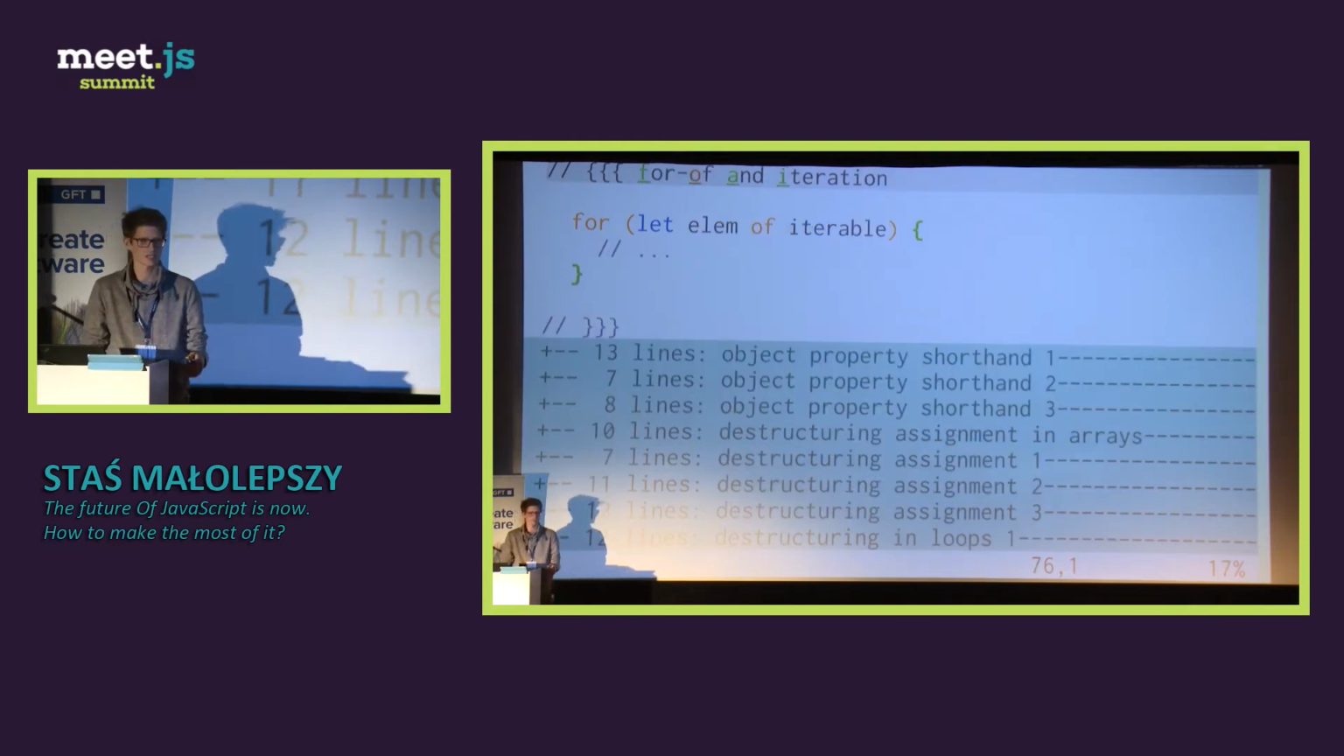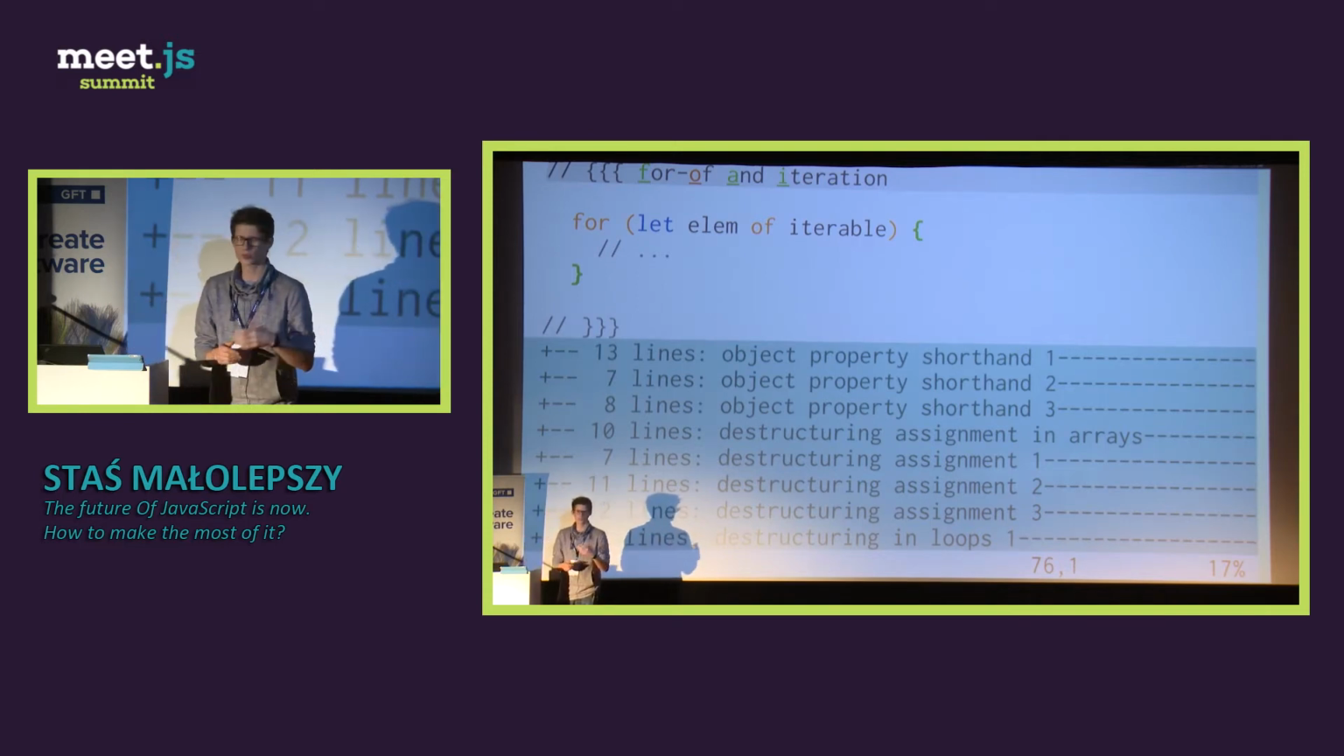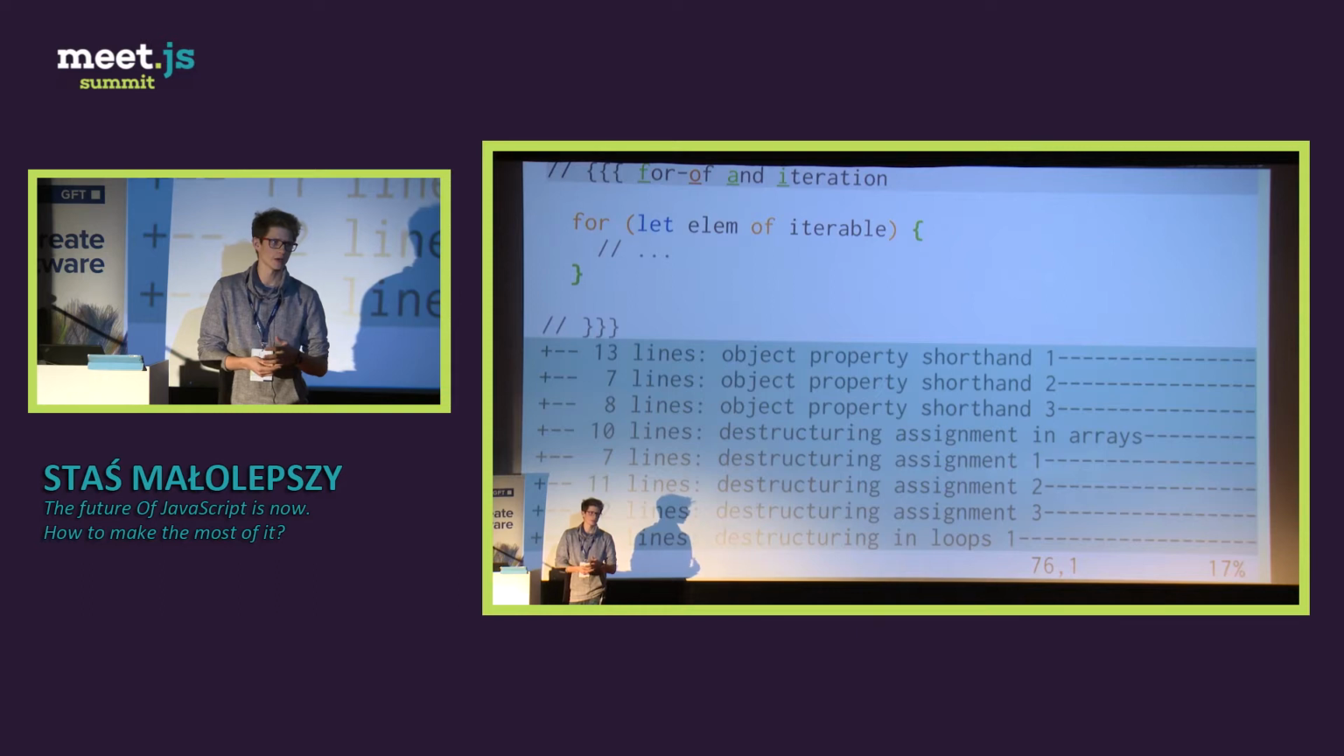Okay, by the way, in the last example, I used the of operator, the for-of loop. That's really handy for iterating over collections.